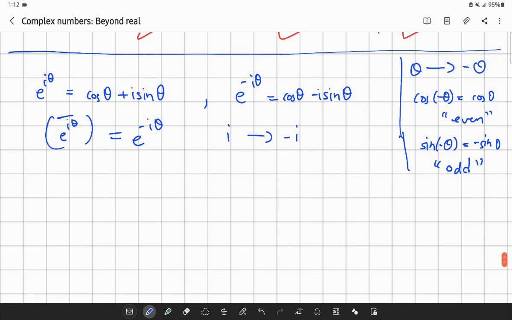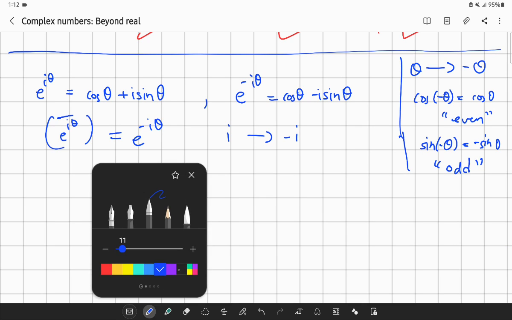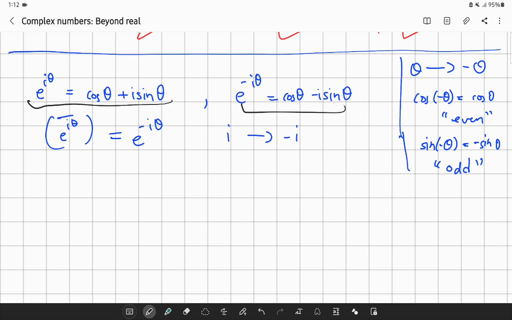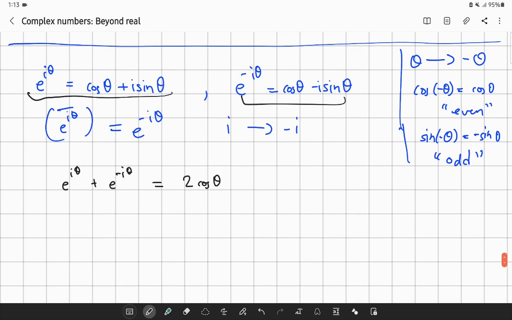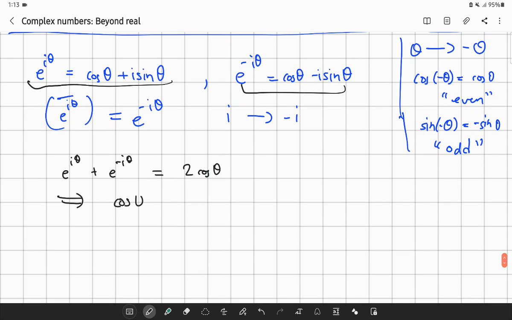Okay, so enough of that. Let's find from these two relations expressions for cosine and sine with respect to e raised to i theta. So let's do it. If I add e raised to i theta to e raised to minus i theta, the sine terms will cancel each other out. What I get at the end is 2 cosine theta, since the cosines add up. So I'll have the relation: cosine theta equals e raised to i theta plus e raised to minus i theta, divided by 2. This is our first relation.